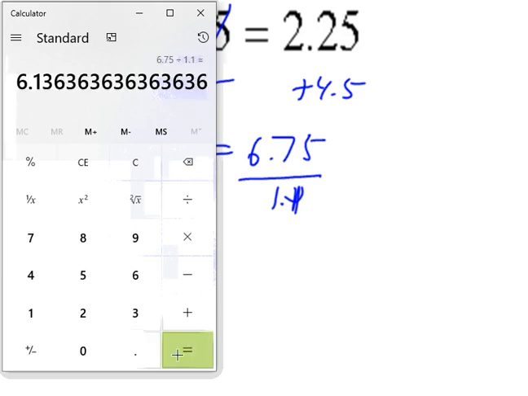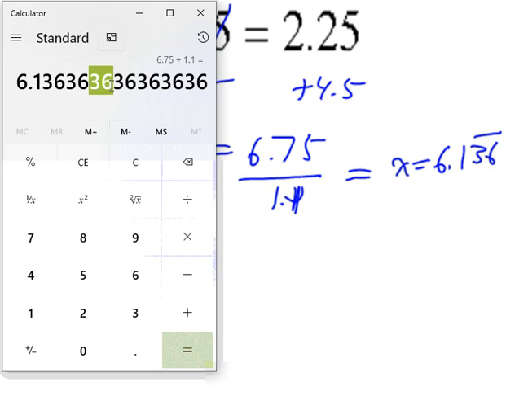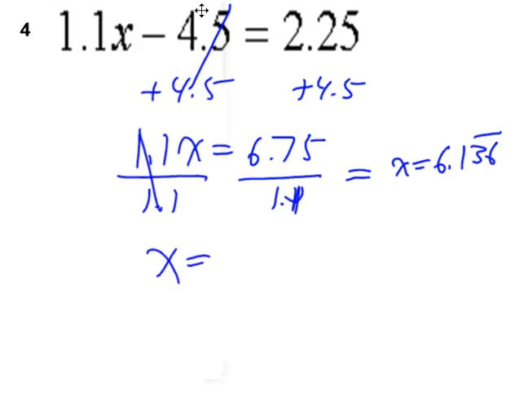So we're going to have 6.1. And notice how the 3/6 here, and then there's a 3/6 here, and there's a 3/6 there. So it's going to be x is equal to 6 decimal 1, and then 3/6 repeats. So we're going to put a bar above 3/6 because that's the part that repeats to infinity. So x is equal to 6.136 repeating. And that's your answer.